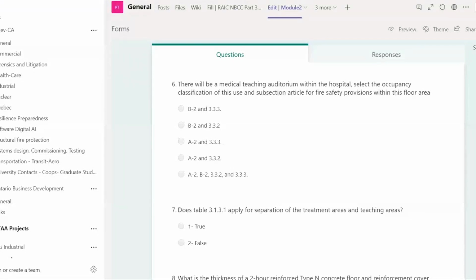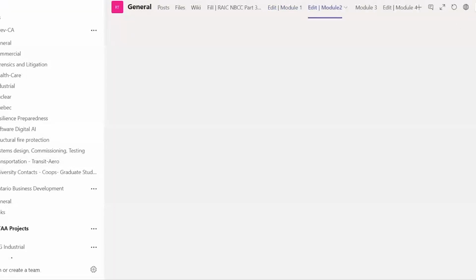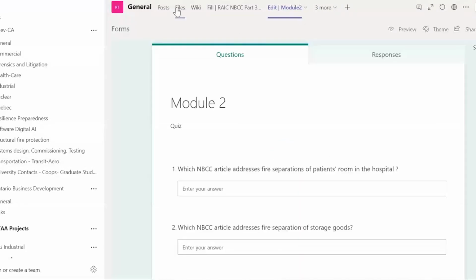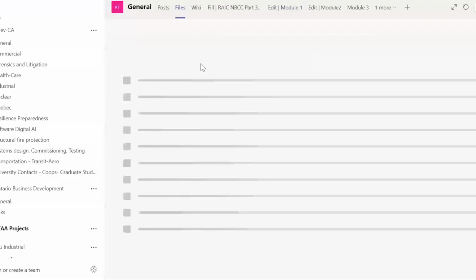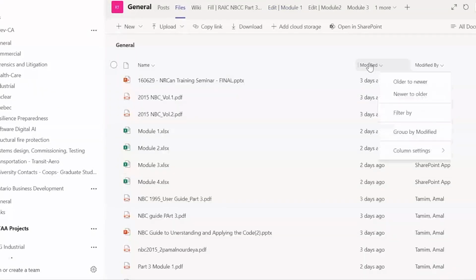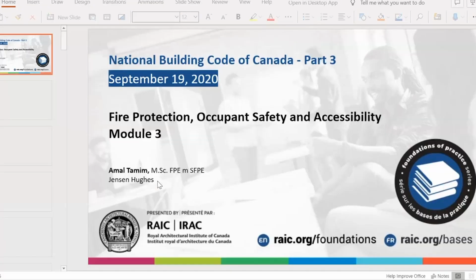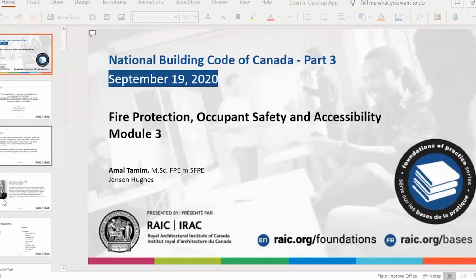So I'm going to close that and go to files. Okay.